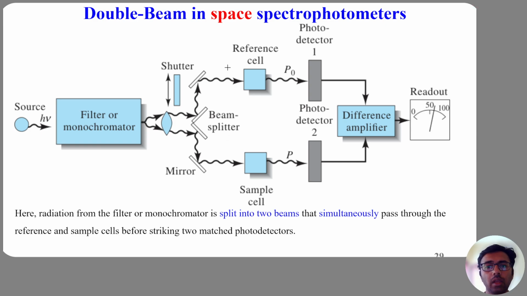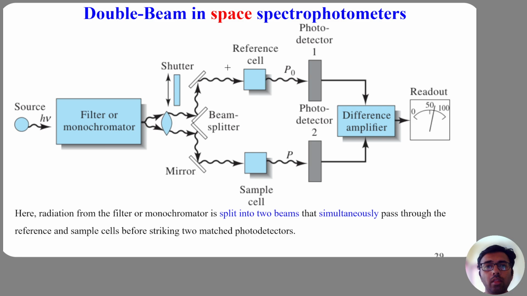Observe the schematic carefully. Let us trace the journey of light. Radiation originates from the source and enters the monochromator. The monochromator selects a narrow wavelength band. After exiting, the beam encounters a beam splitter. This component divides the radiation into two independent beams. Unlike the single beam design, both beams exist at the same time.